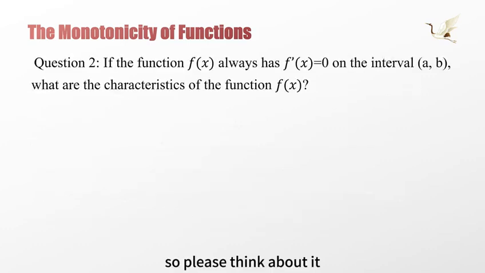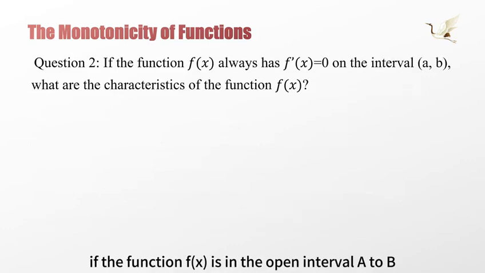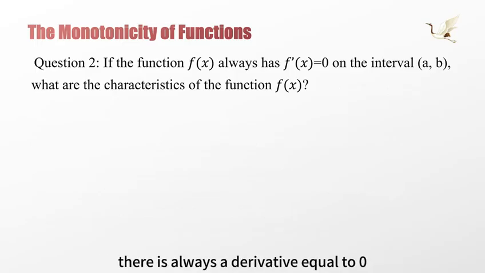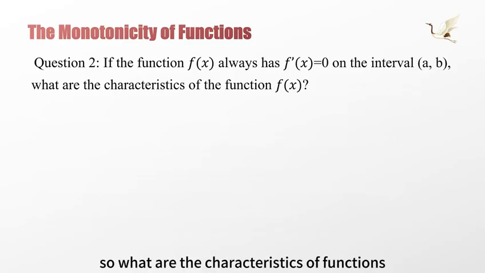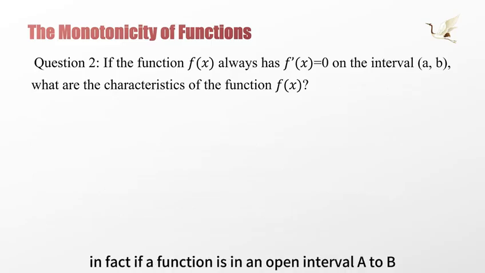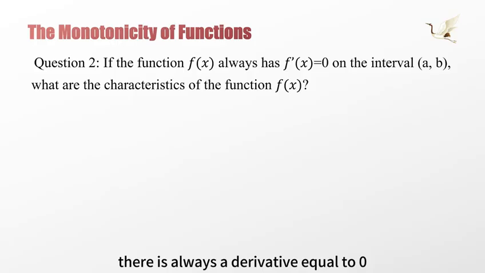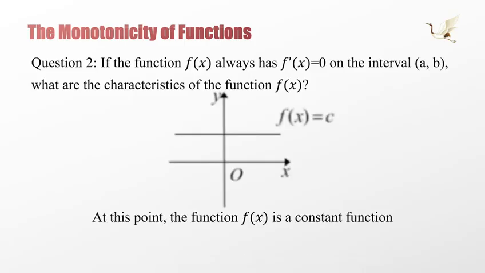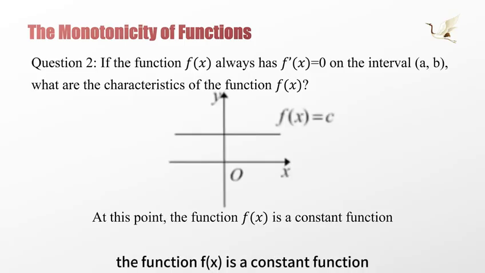So, please think about it. If the derivative of the function f(x) is always equal to 0 in the open interval (a, b), what are the characteristics of the function? In fact, this means that the slope of the tangent of the function at any point on the interval is 0. So at every point on this interval, the tangent is horizontal. Therefore, the function f(x) is a constant function.